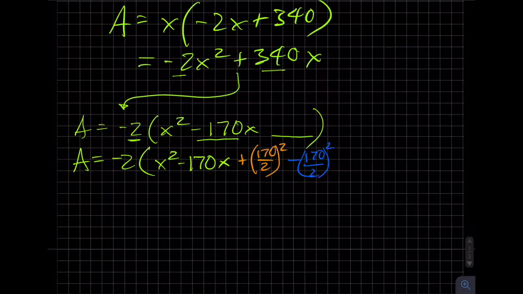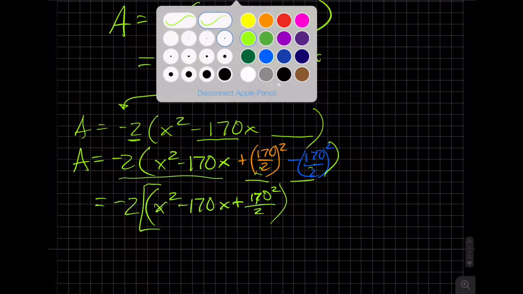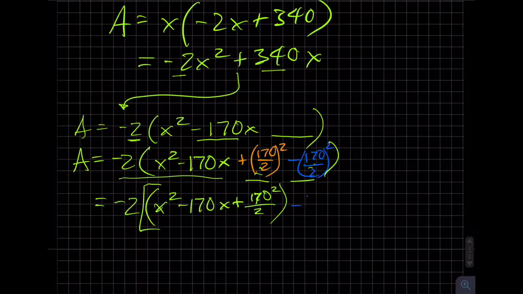When I say balancing my equation, I guess it really doesn't look that way. What I'm doing is adding and subtracting the same amount, so I've not changed my equation. That's probably a more accurate way to state it. Because these two add up to 0, I still have the same stuff. So now, x squared minus 170x plus 170 squared over 2, that's my trinomial. And then I still have this blue thing out here that I have to deal with, 170 squared over 4.